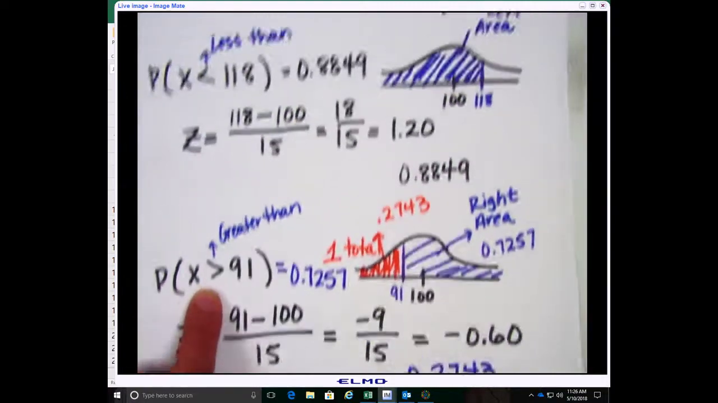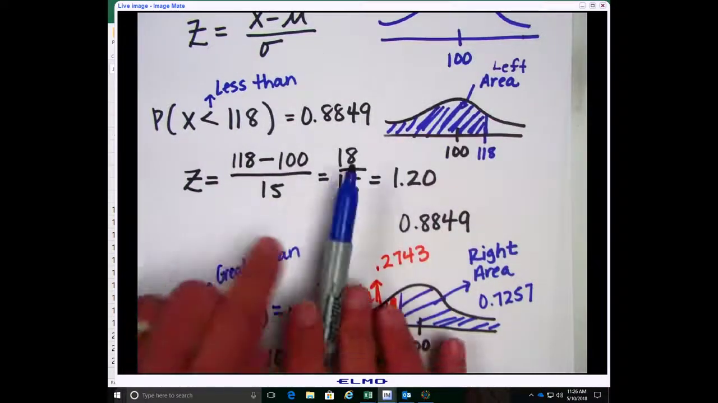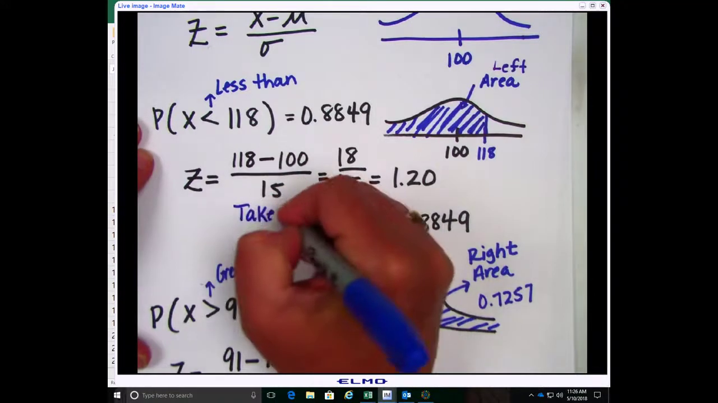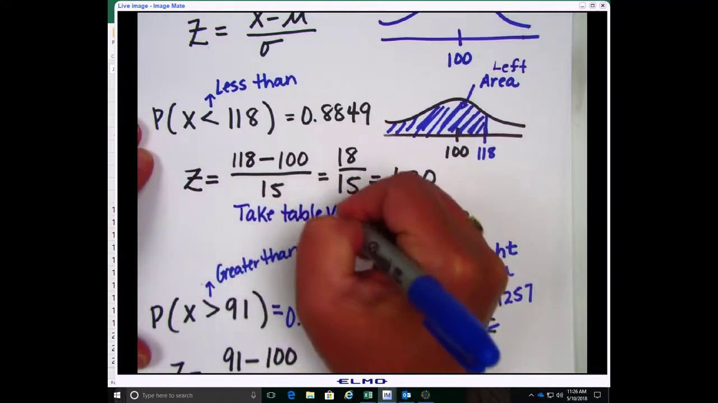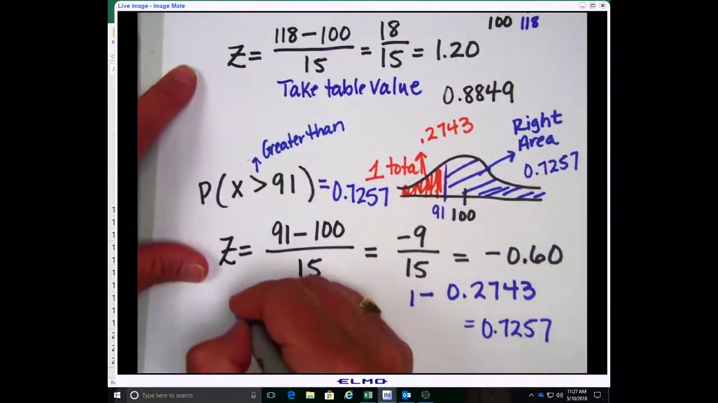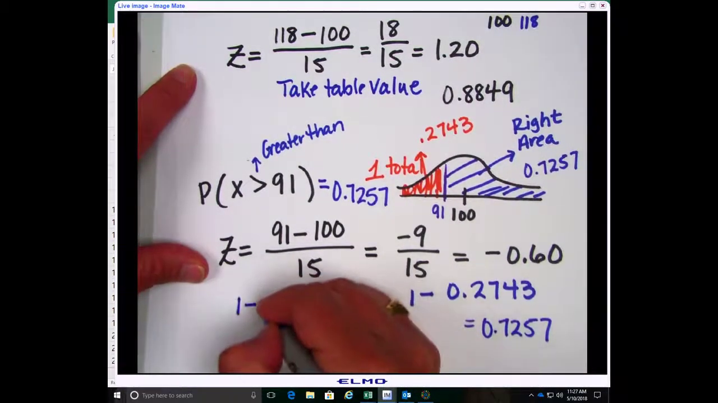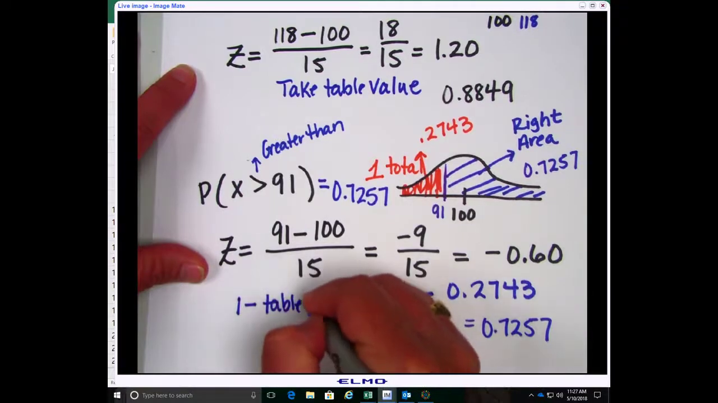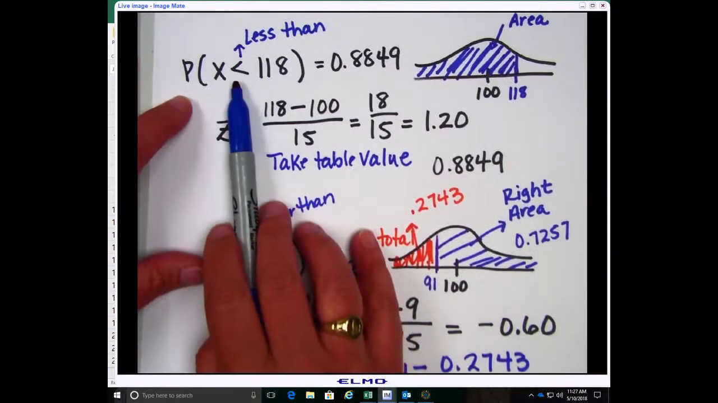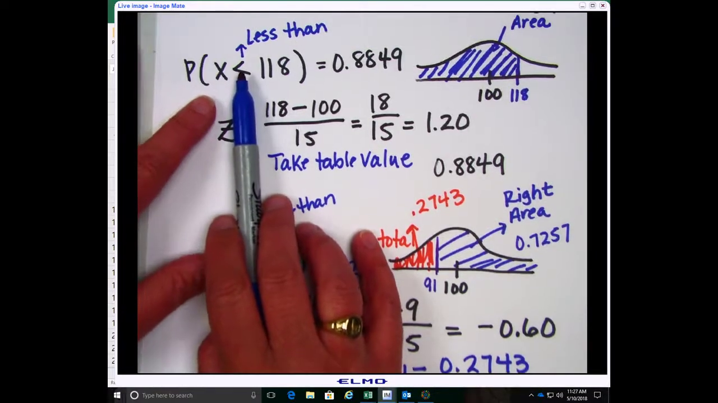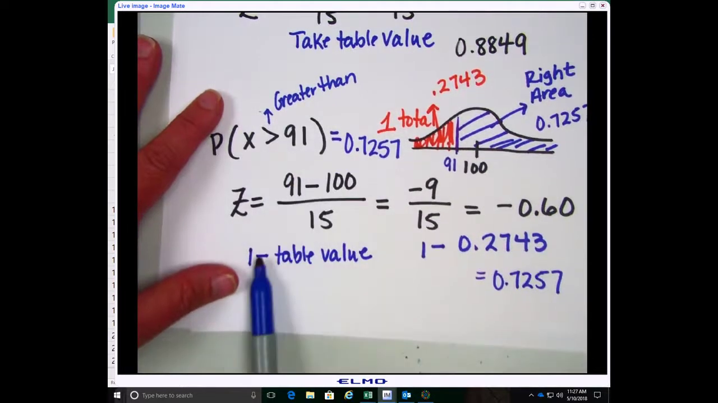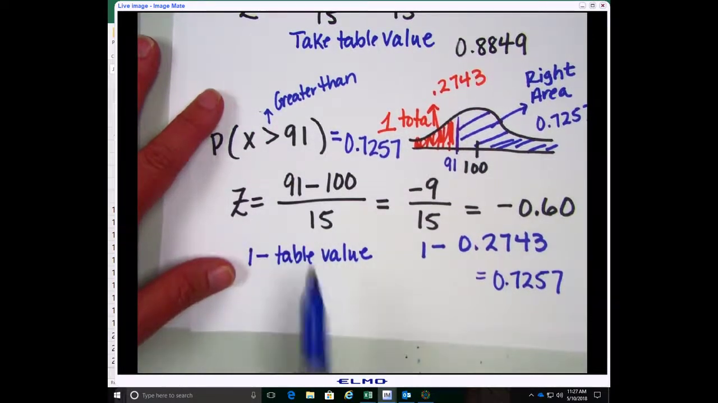So notice the difference here. Left area, we just take the table value. Right area, we take 1 minus the table value. And again, this is a less than, so you can remember it that way as well. If you have a less than, you're going to take the table value. If you have a greater than, you have to take 1 minus the table value.